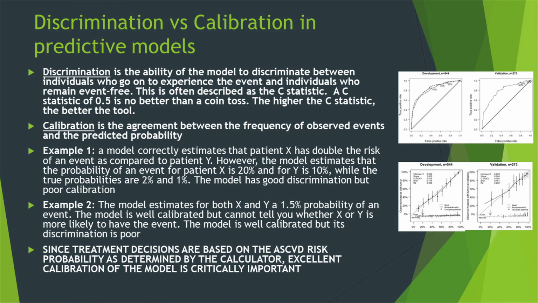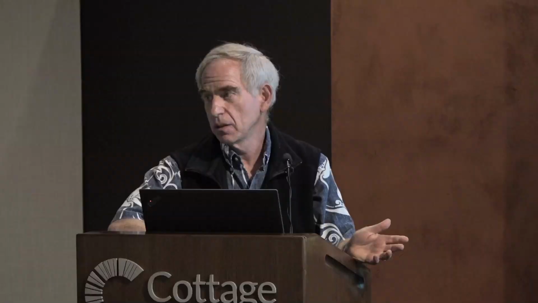So as an example, a model estimates that patient X has double the risk of an event as compared to patient Y. However, the model estimates that the probability of an event for patient X is 20% and Y is 10%, which is double, right? While the true probabilities are only 2 and 1%. So this model has good discrimination because it can differentiate twice as well as to who's going to get the event, but the numbers of the events are way, way lower than what was predicted by the model. So the calibration is very poor. Does that make sense? Okay.